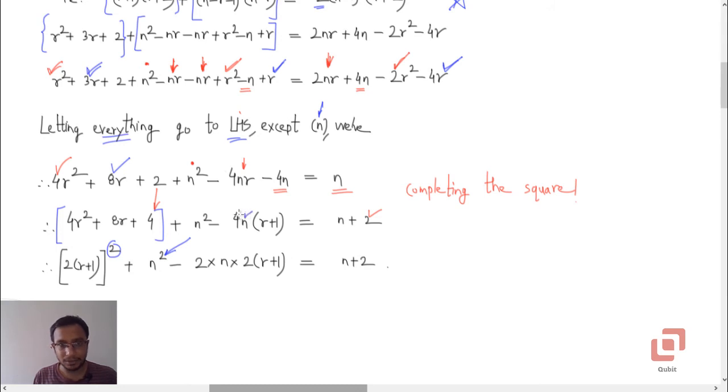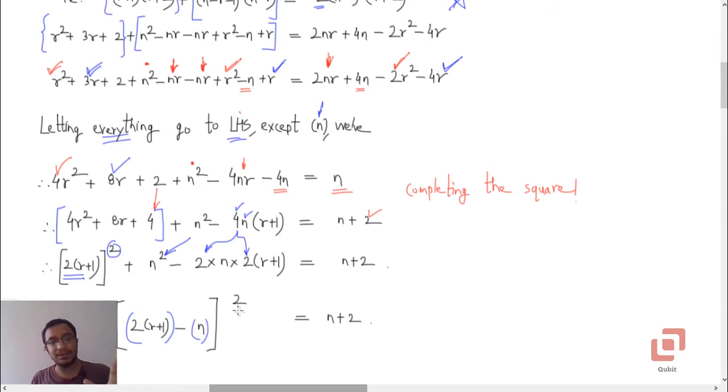You can take n common and 4 common. So 4nr minus 4n, if you take minus 4n common it will be r plus 1, but here you see 2 into bracket r plus 1 squared, right? So one factor of this 4 can be written separately with 2, with r plus 1, and the other one as the formula 2, minus 2ab. So this now allows us to write the left hand side as a bracket square of 2 into bracket r plus 1, that is a, minus n the whole square.